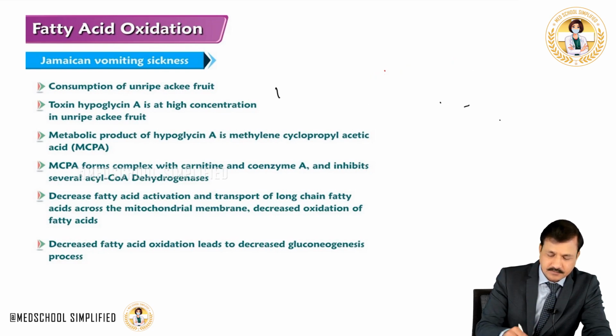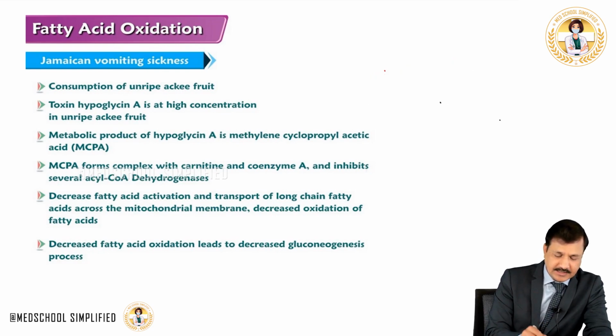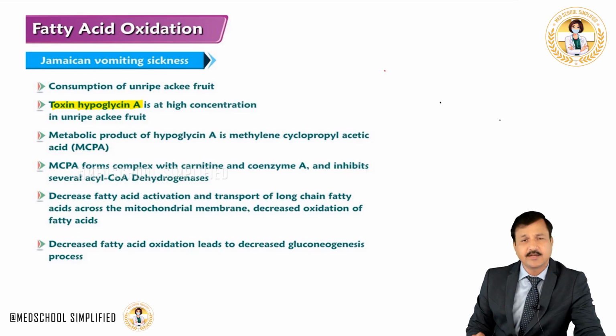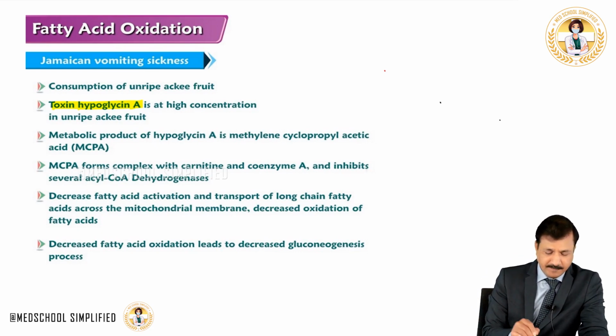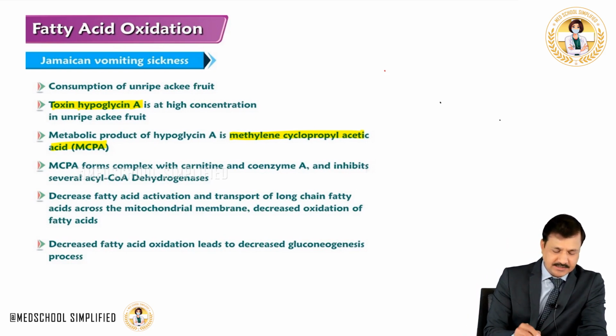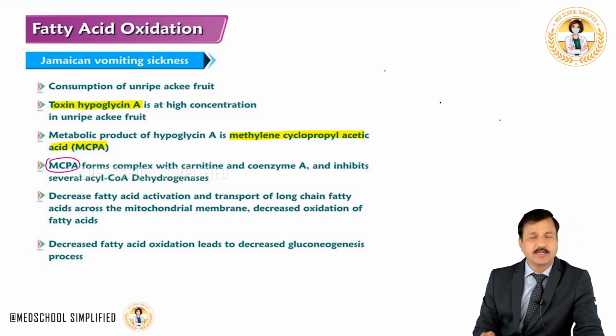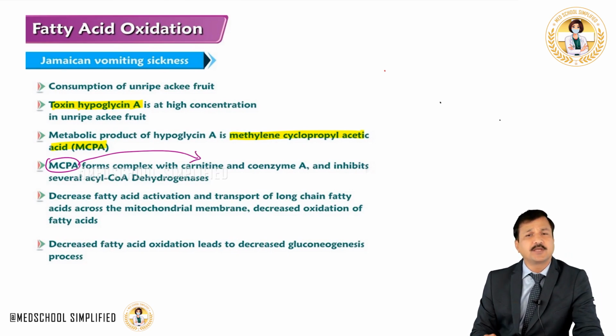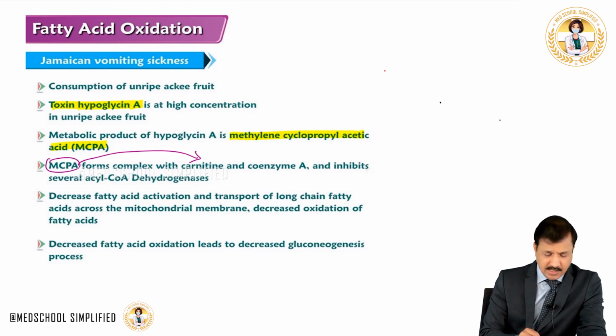What happens? Toxic hypoglycin A, which is at high concentration in unripe ackee fruit, will enter the body, and in the body hypoglycin A is converted into methylene cyclopropyl acetic acid. That's a product of hypoglycin A. This methylene cyclopropyl acetic acid, written as MCPA, is going to make a complex with carnitine. You know carnitine helps in the transport of long chain fatty acids into the matrix of mitochondria, an important function. And MCPA will also make a complex with coenzyme A.